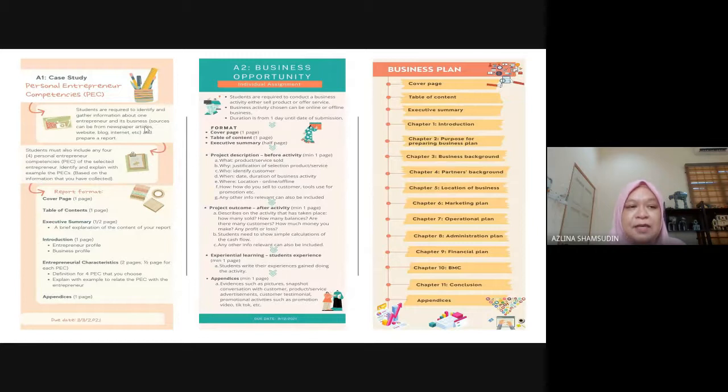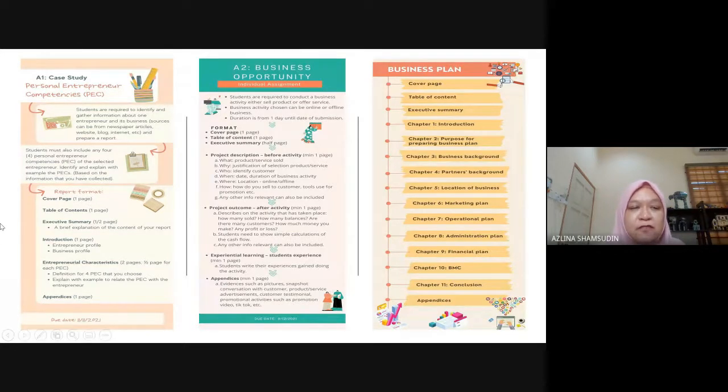Never mind. Students must also include any 4 personal entrepreneurial competencies or PEC. So the PEC, or the characteristics of the entrepreneur, must come. You have to pick 4 from the slide. Dalam slide you akan ada the types, the characteristics of the entrepreneur. Dia ada banyak, so you choose 4 only. These 4 characteristics have to come from the slide. You cannot create the characteristic of your own. So kena pilih daripada slide juga.